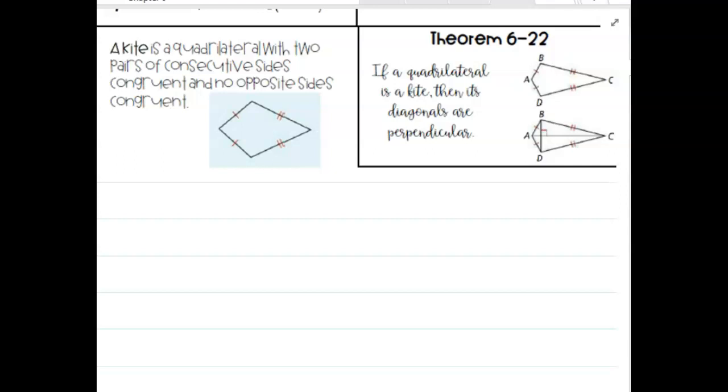Now, if it's a kite, then Theorem 6-22 says the diagonals are going to be perpendicular. So kind of like a rhombus, right? The diagonals of a rhombus are perpendicular. So here are your congruent sides, here are your congruent sides. If you connect your diagonals, the opposite angles, that's always going to be a perpendicular line. Okay, so we're going to put all of this to use.